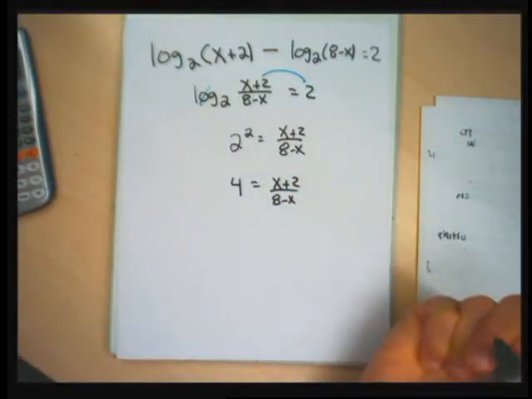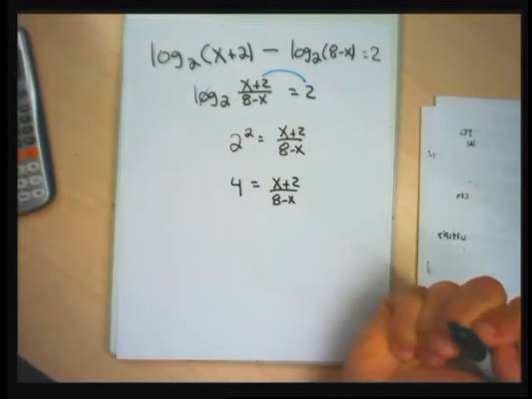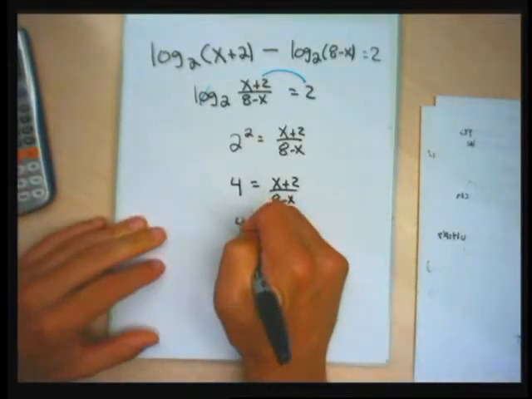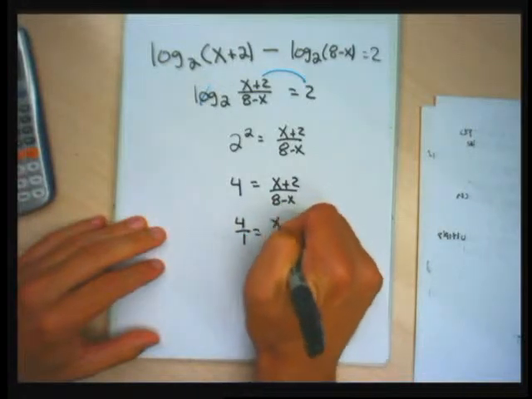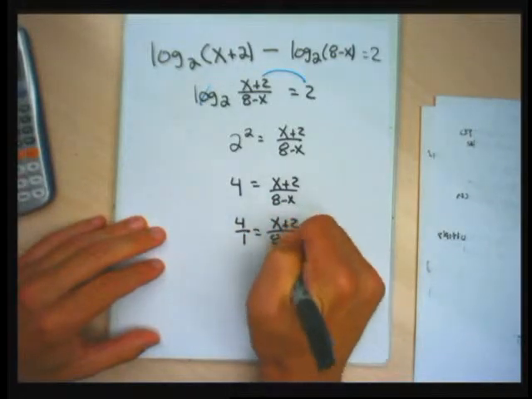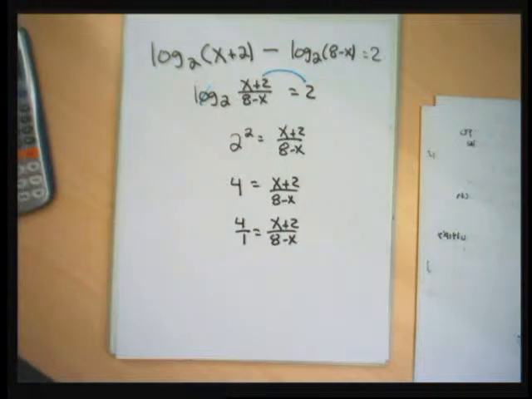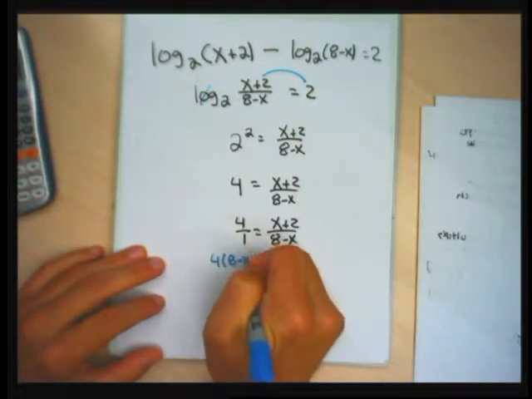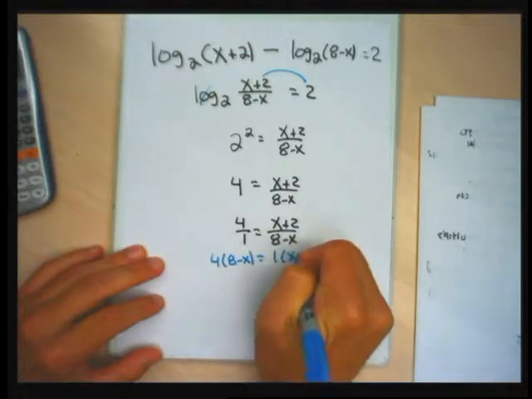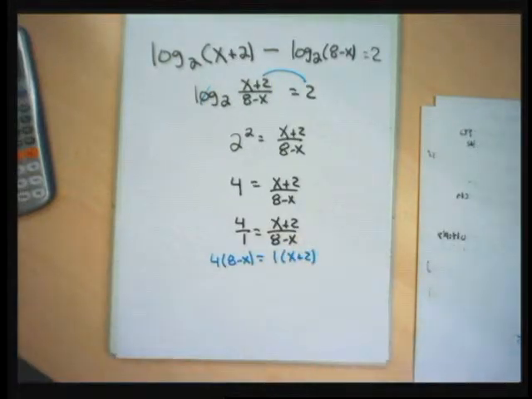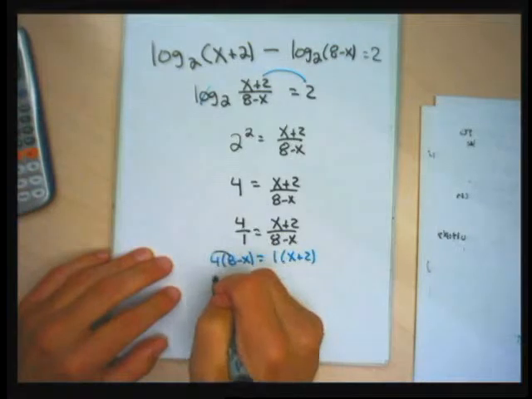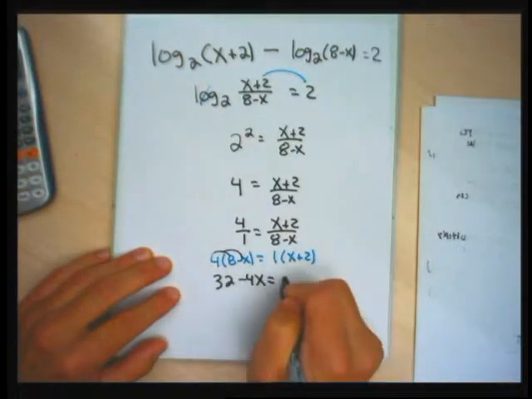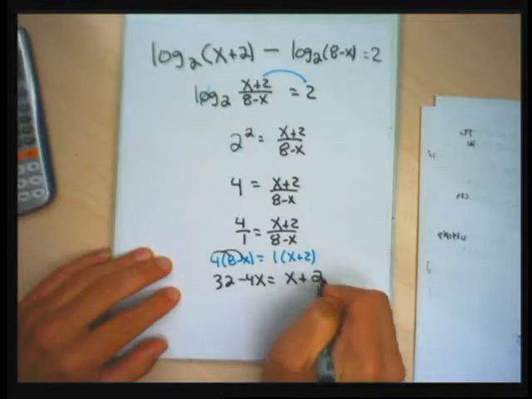This one doesn't have a fraction, the left side doesn't turn into a fraction because it doesn't have a negative exponent. So I can make it a fraction by writing it over 1. Now I'm ready to cross multiply. I'm going to go 4 times 8 minus x equals 1 times x plus 2. Left side, I go 4 times 8 and get 32. 4 times minus x is minus 4x. Right side's just going to be x plus 2.